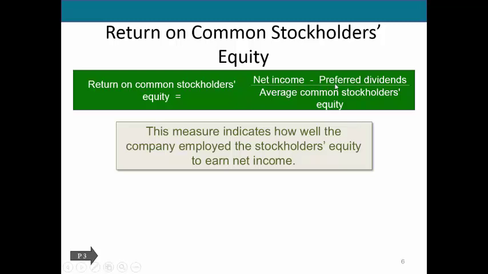Now, preferred dividends, and again, this is something you would have learned at the very end of Accounting 101, are dividends that are promised to our preferred shareholders. So this is money that is not at liberty to go to our common stockholders. When we look at the return on common stockholders' equity, we only want to look at the portion of the net income that would be available to our common stockholders. Because these preferred dividends are legally obligated to go to the preferred shareholders, we're going to exclude those from our numerator.